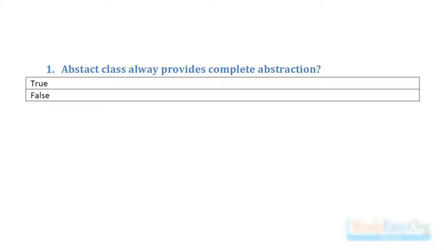In other words, we can say an abstract class is capable of providing partial abstraction, and in fact the whole and sole purpose behind an abstract class is to provide partial abstraction, because we have something known as interfaces to provide complete abstraction. As a result, this statement is false because an abstract class can also provide partial abstraction. It will not provide complete abstraction every time. So the correct option is the second option, false.